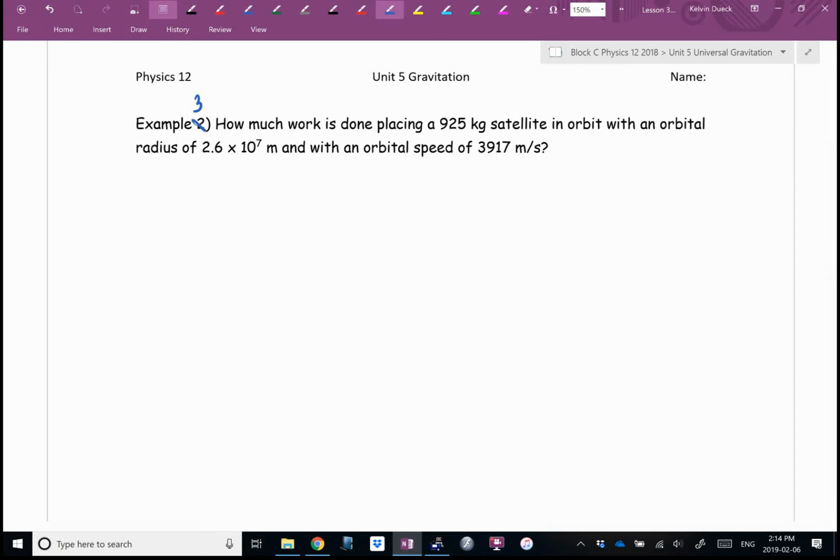Gabe, what's example 3 asking me to find? How much what? Okay, so just as before, except I see the word orbit, and orbital speed. Sadly, the change in kinetic is not going to be 0. So I'm going to start out exactly the same way. Work equals change in potential plus change in kinetic.